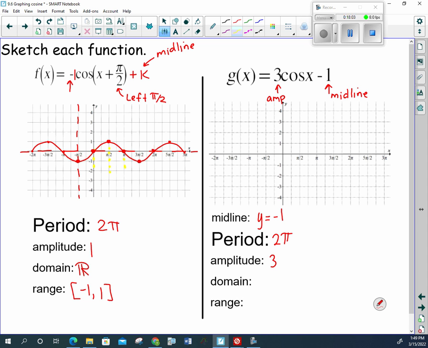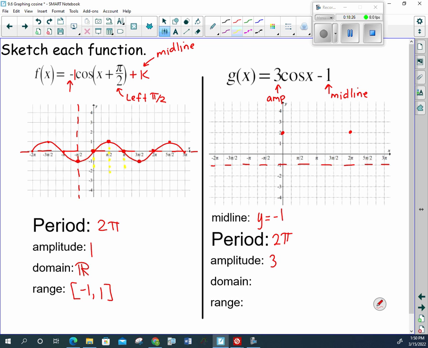And a cosine curve always starts at a max or a min, and since 3 is positive, we're going to start at a max. So let's go ahead and draw in our midline. We're going to go 3 up from the midline. Okay, and we're going to end 2 pi away. So 2 pi away is right here. So I'm going to start on the left here, and I'm going to end on the right.